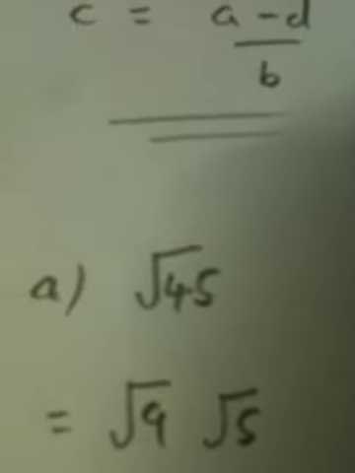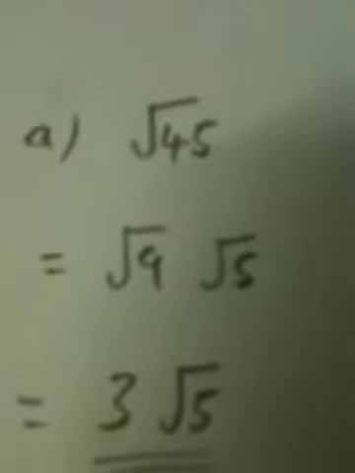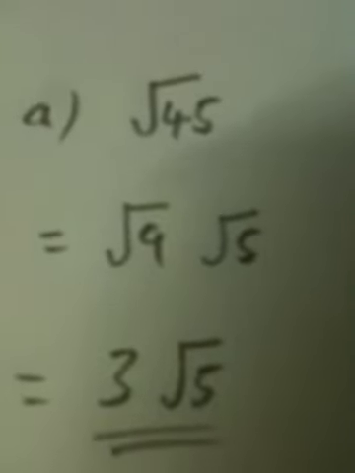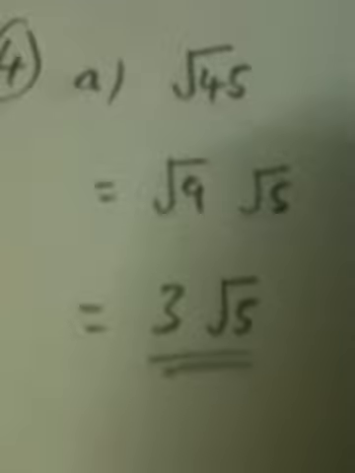So 9 goes into 45, so write that as the square root of 9 times the square root of 5. Notice the square root signs are still there. The square root of a times the square root of b is the square root of a times b. Now the reason why we do that, we know the square root of 9, that's 3, so we can write that as 3 root 5. There we go.